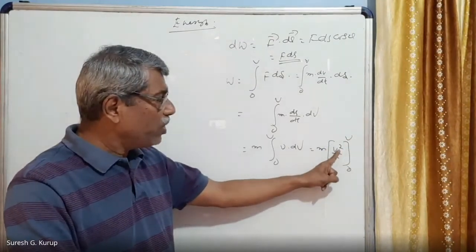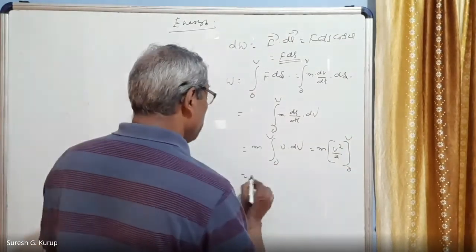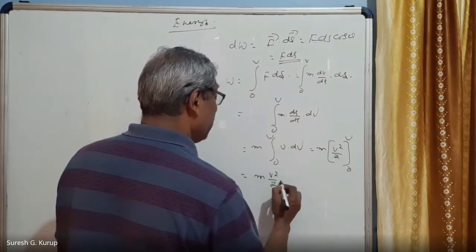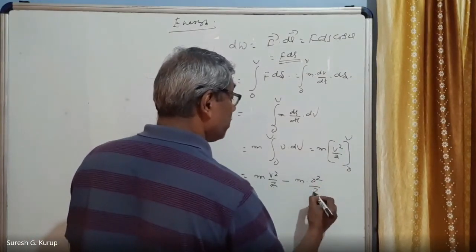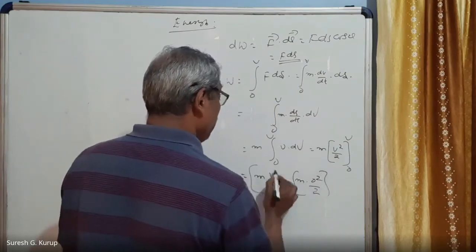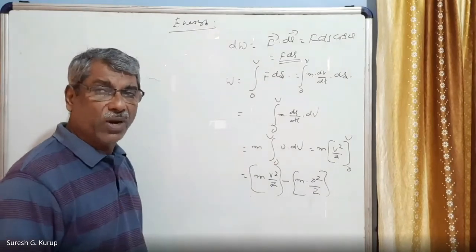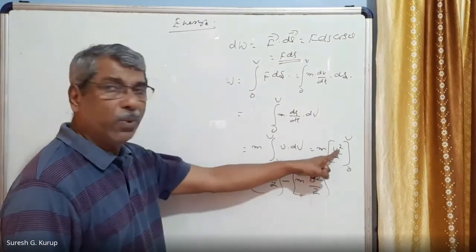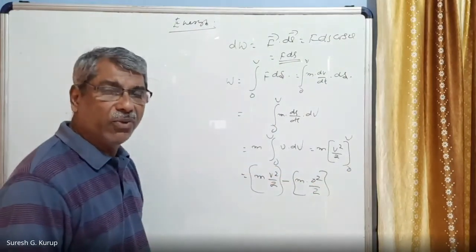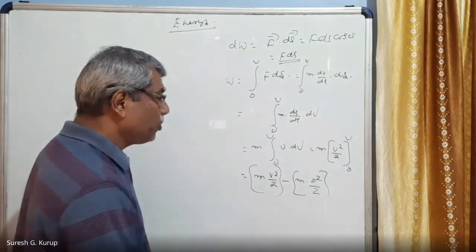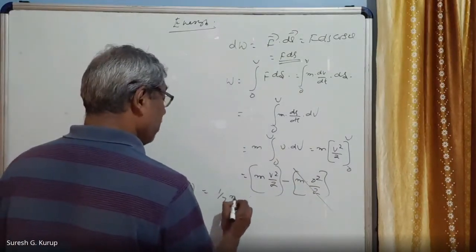In place of v, we will put the upper limit first. Then you will get m into v²/2 minus m into 0²/2. Right? Upper limit minus lower limit. In place of v, you are putting first the upper limit v and next the lower limit 0. Then we got it like this. So this cancels. You will get work done equal to half mv².